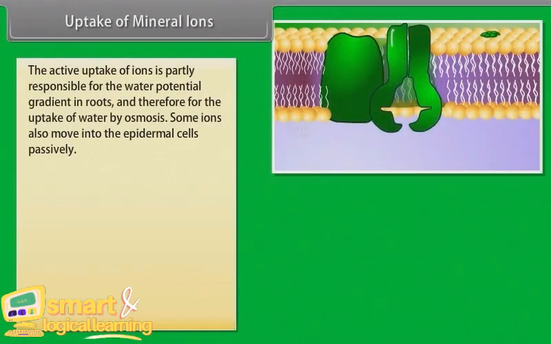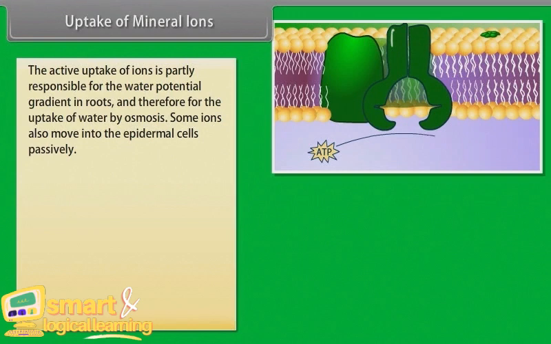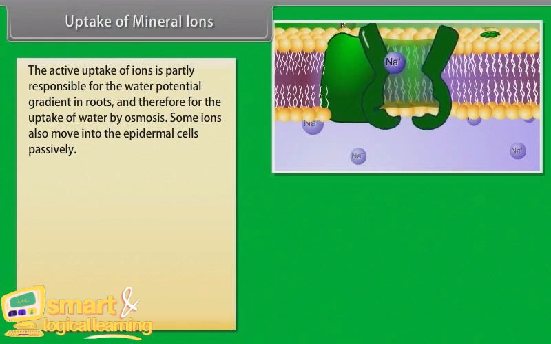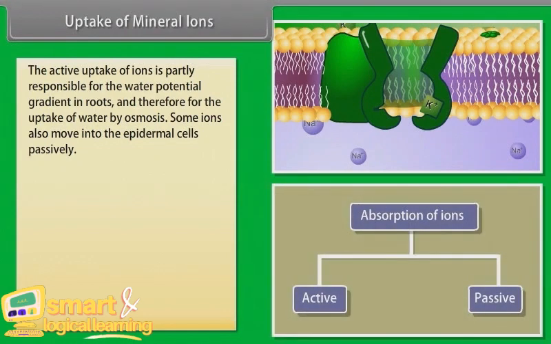The active uptake of ions is partly responsible for the water potential gradient in roots and therefore for the uptake of water by osmosis. Some ions also move into the epidermal cells passively. Do you know the fact that ions are absorbed from the soil by both passive and active transport?